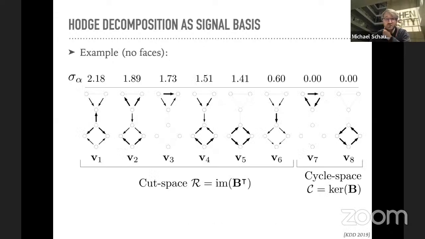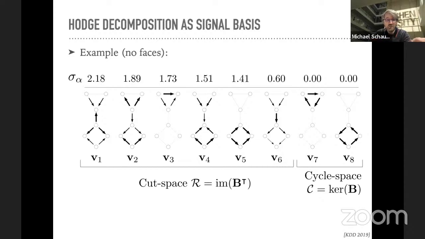Let's see some pictures. Here I'm showing you the Hodge decomposition as a signal basis for the edge Laplacian. It's the same toy graph that we had, but now I have 8 eigenvectors that span the space of all possible edge flows. On top of that, you again have the eigenvalues of this, ordered. Now we have 2 eigenvalues of zero, and lo and behold, they span the so-called cycle space. You can see there are cyclic flows here, one corresponding to this triangle on top, and the other corresponding to the little 4-node motif at the bottom, right? And they are conservative flows.